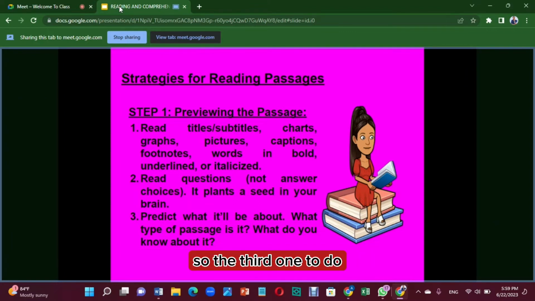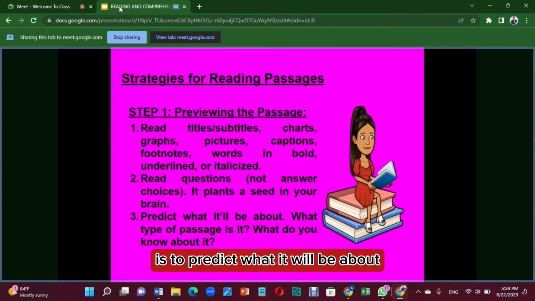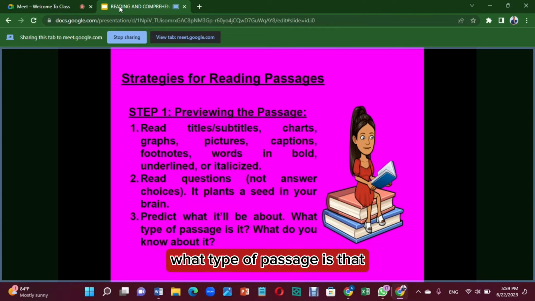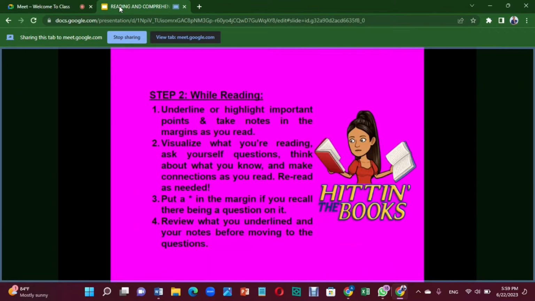The third thing to do is to predict what it will be about. What type of passage is it? What do you know about it? Is there anything coming to mind? Just ask yourself, and you're one step ahead. All right? Let's go to the second step.